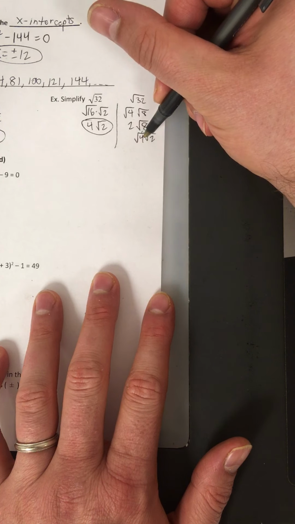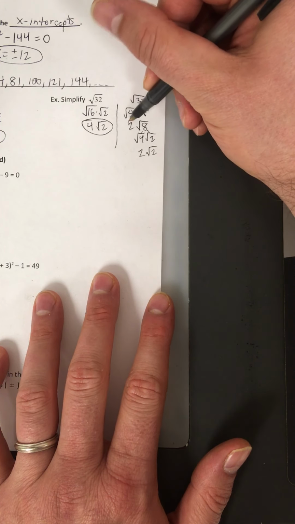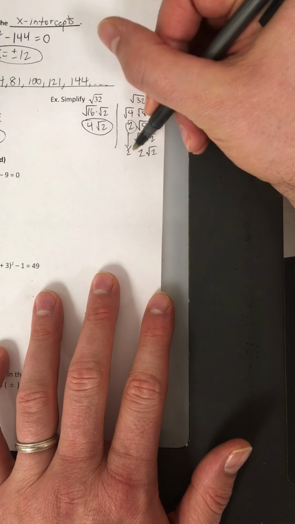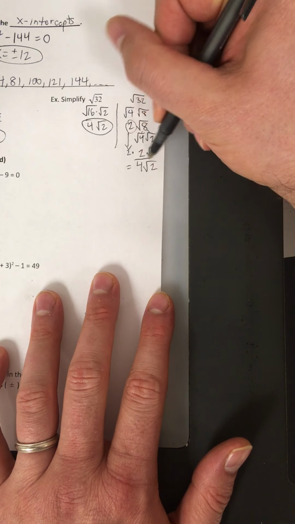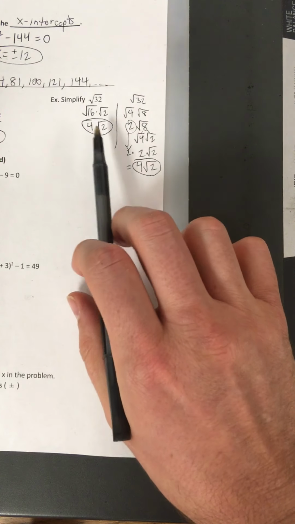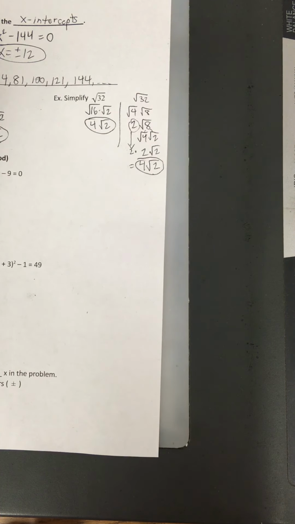And square root of 4 is what? 2 square root of 2. But then I'd also have this 2 in the front that I would have to bring down, and I'd have to multiply by it. So that answer would be 4 square root of 2. So you get the same thing, but it's much easier if you use the bigger perfect square number. So that answer is going to be 4 square root of 2.